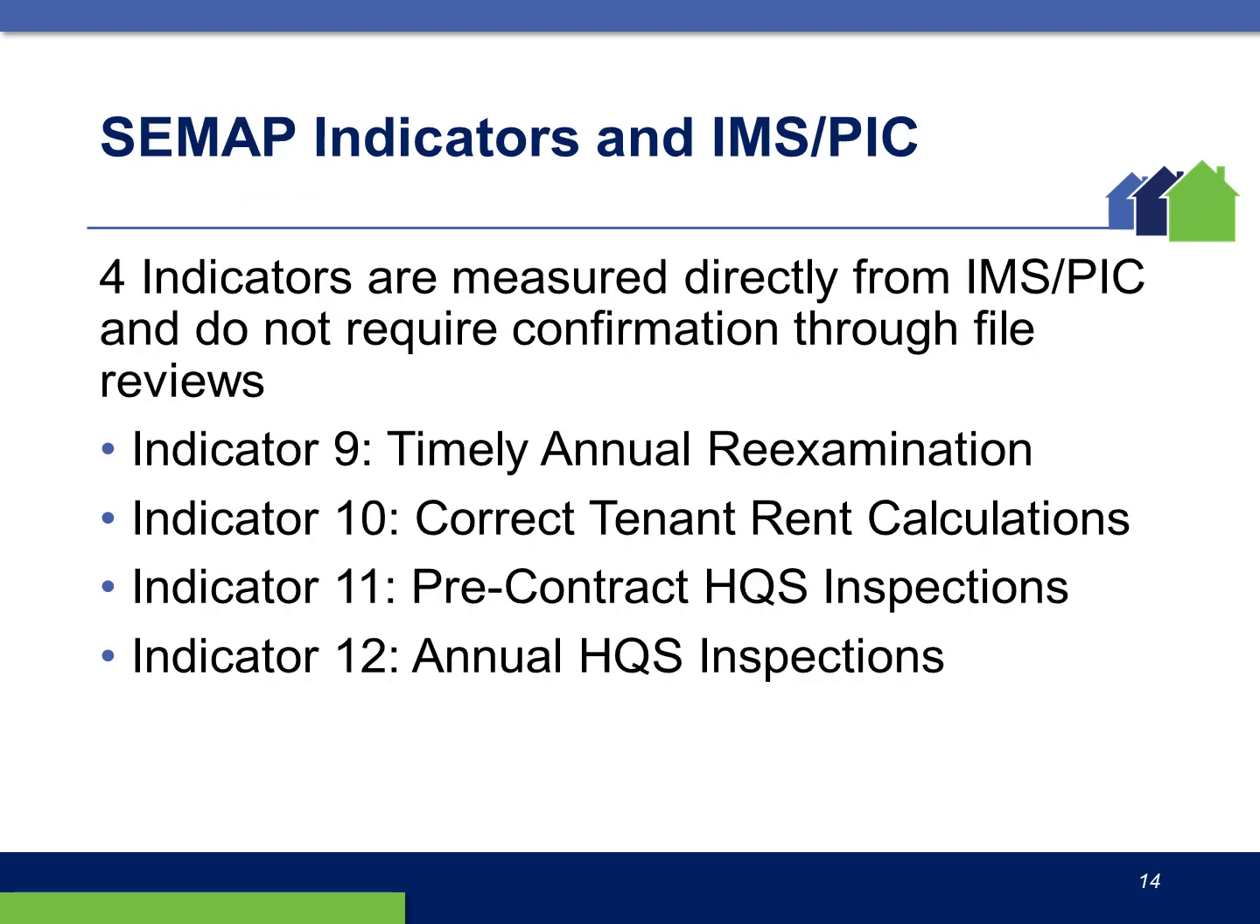There are 4 indicators that are measured directly from IMS PIC and do not require confirmation through file reviews. These indicators are Indicator 9, Timely Annual Reexamination, Indicator 10, Correct Tenant Rent Calculations, Indicator 11, Pre-Contract HQS Inspections, and Indicator 12, Annual HQS Inspections.